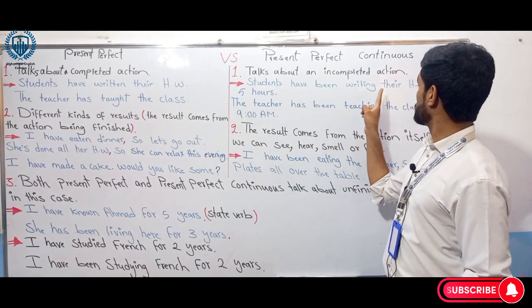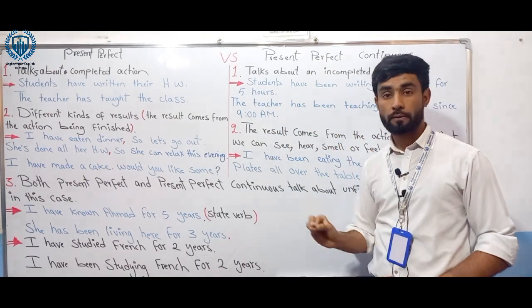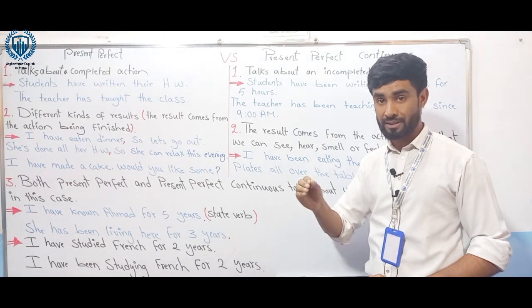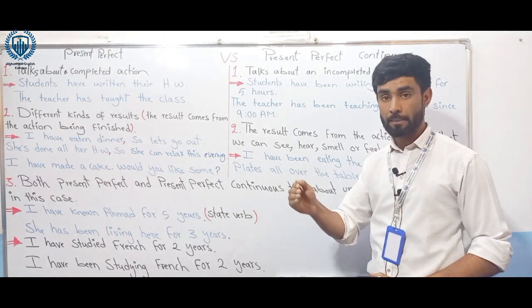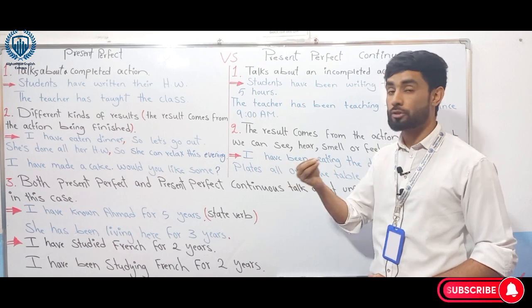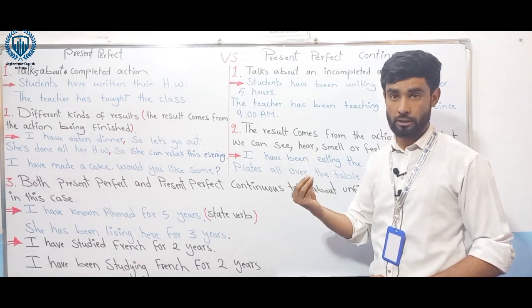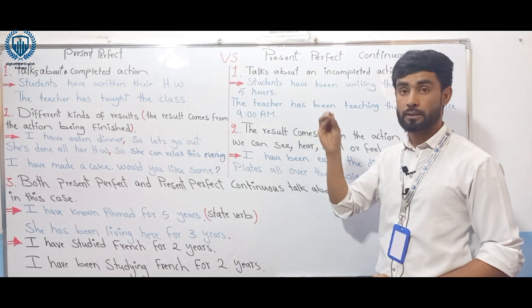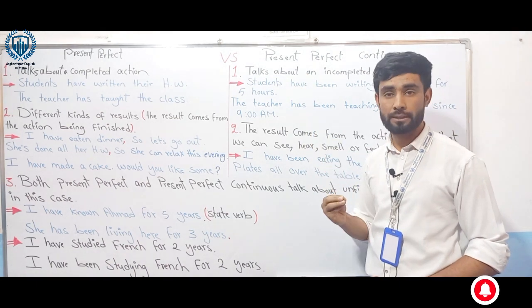Students have been writing their homework for 5 hours. So the action is still ongoing and it's happening right now. So it's present perfect continuous tense and it's not a completed action. That's why present perfect continuous talks about an incomplete action.